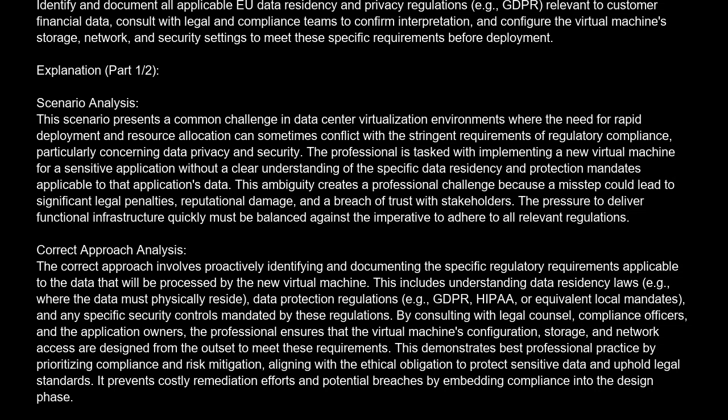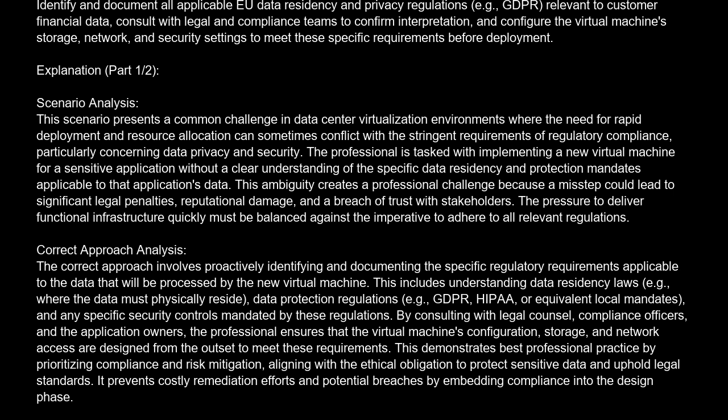The correct answer is B. Identify and document all applicable EU data residency and privacy regulations, e.g., GDPR, relevant to customer financial data, consult with legal and compliance teams to confirm interpretation, and configure the virtual machine's storage, network, and security settings to meet these specific requirements before deployment. Explanation.